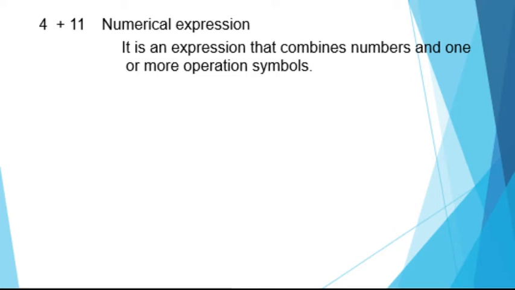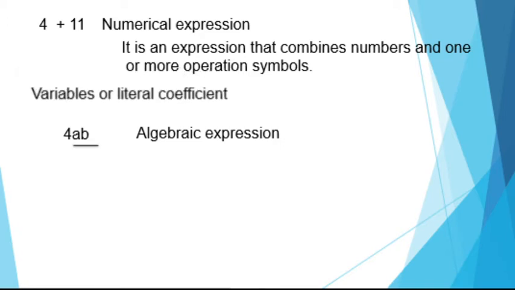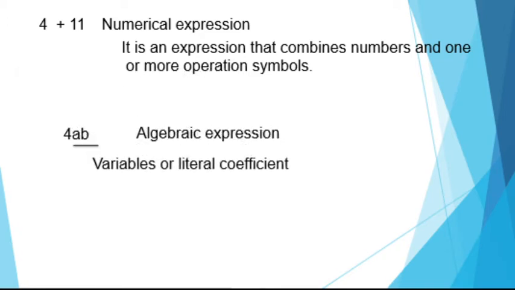Okay, back again to the previous sample. Let me use another. So, you have 4AB. So, 4AB is an algebraic expression. Why? It's because it doesn't have any equal sign. So, A and B are variables or literal coefficients. And 4 is the numerical coefficient or constant.